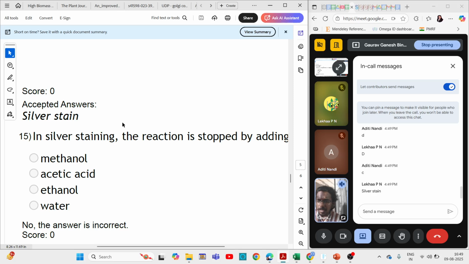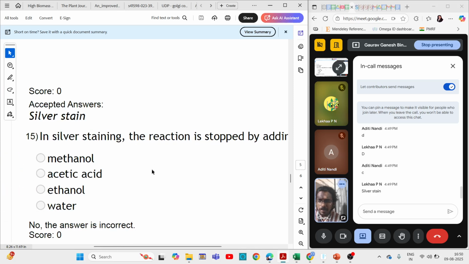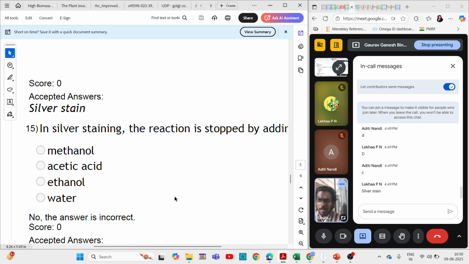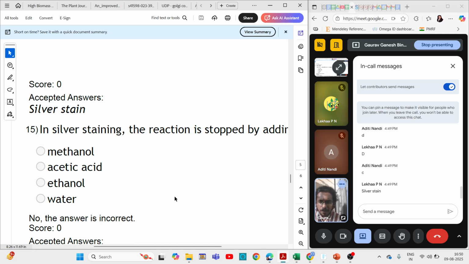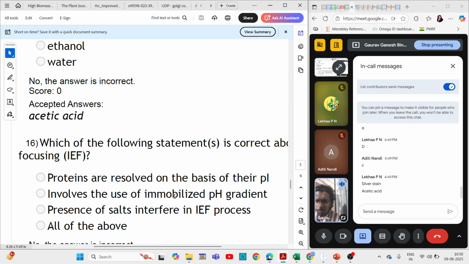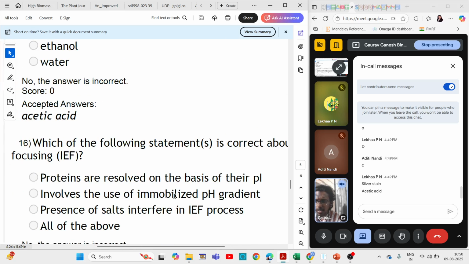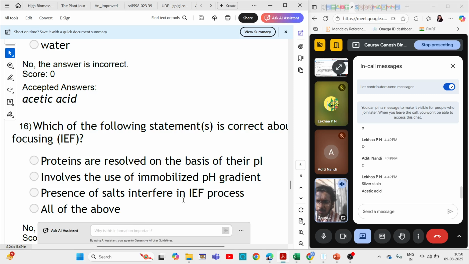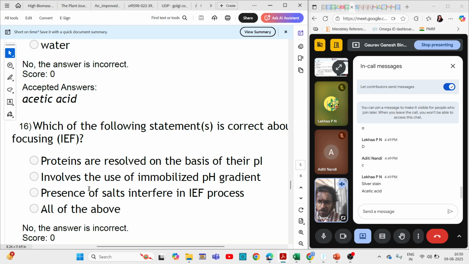In silver staining, the reaction is stopped by adding. We did discuss this. The reaction needs to be stopped by adding ethanol, acetic acid, ethanol, water, acetic acid. Which of the following statements is correct about isoelectric focusing? Proteins are resolved on the basis of their. Involves the use of immobilized pH gradient, presence of salt interference in IEF process.